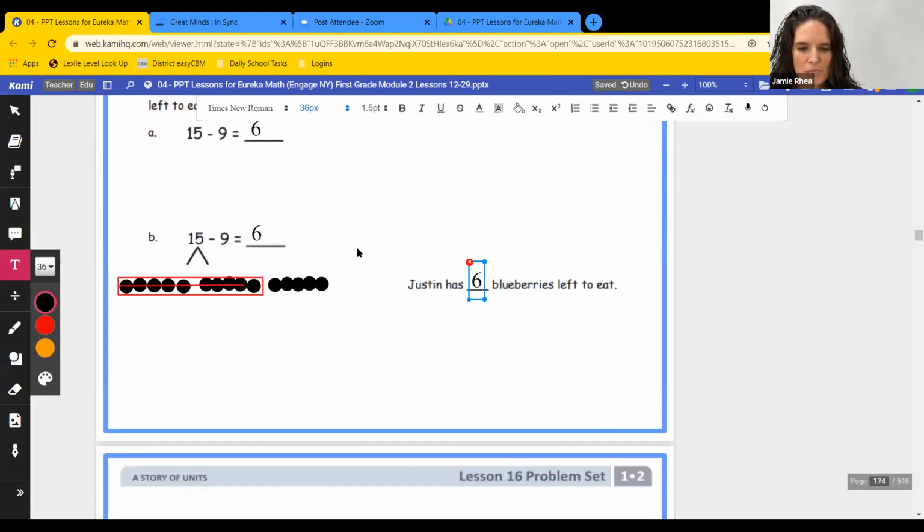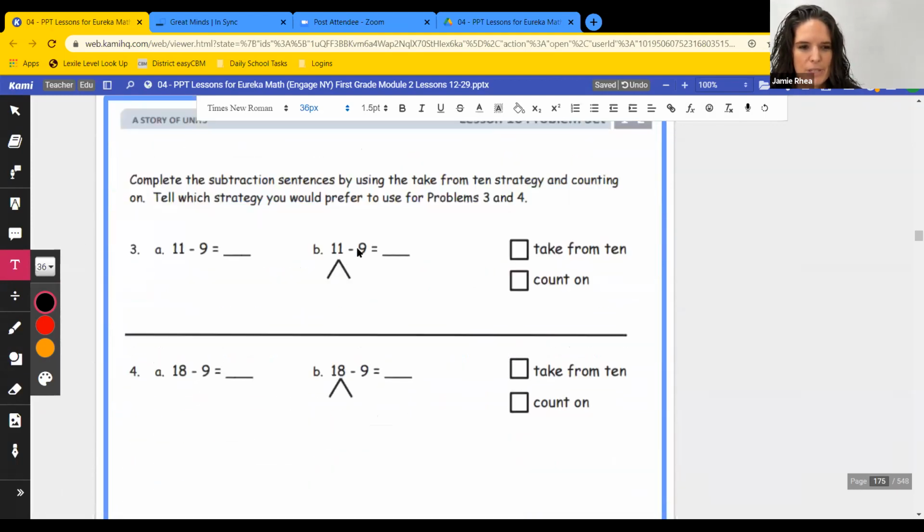All right, let's keep going, friends. Now, 3 and 4. Complete the subtraction sentences by using the take from 10 strategy and counting on. Tell which strategy you would prefer to use for problems 3 and 4. All right, I'm going to show you problem 4. Okay, you're going to do 3. I think you're going to do 4. I can't remember what she said, but I'm going to show you how to do it.